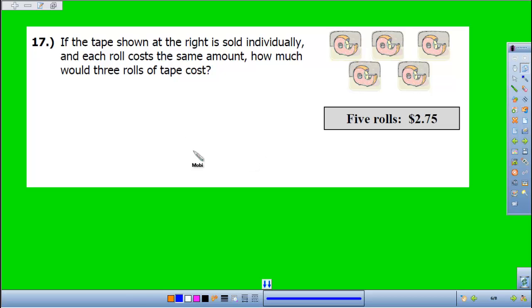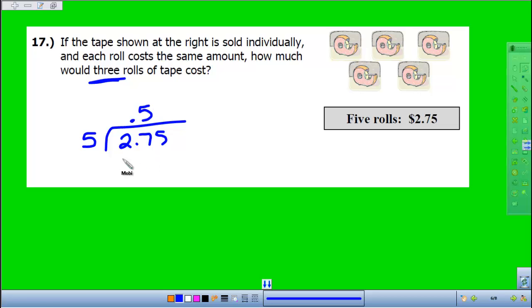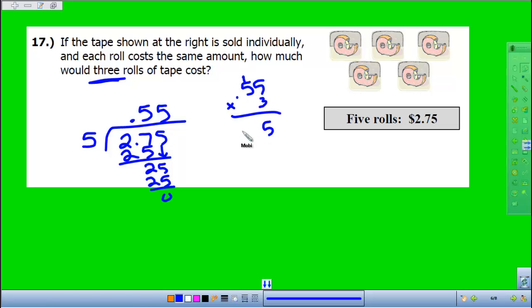And finally, number 17. If 5 rolls of tape cost $2.75, we need to find out what 3 rolls cost. Before we can find 3, let's find out how much just 1 is. So I'm going to take $2.75 and divide it by 5 to find the cost of just 1. So I know this goes in there 5 times. I do my subtracting and my dividing, and I'll end up with 55 cents per roll of tape. Now, since I don't need 1, I need 3, I need to take 55 cents and times that by 3 rolls, and I get a total of $1.65.